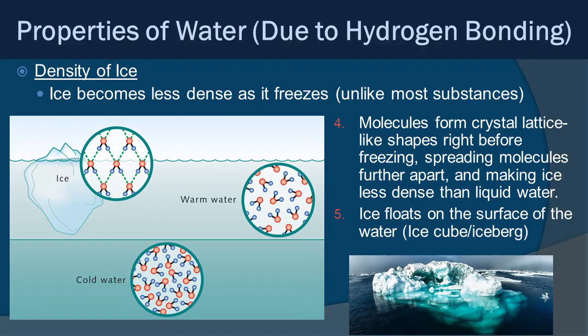Now, this actually has some biological ramifications because that ice, as it freezes on the top of the water, actually creates a bit of an insulating layer that maintains and stabilizes the temperature under the ice. You see this a lot in northern lakes and ponds, but it also works in the ocean as well.